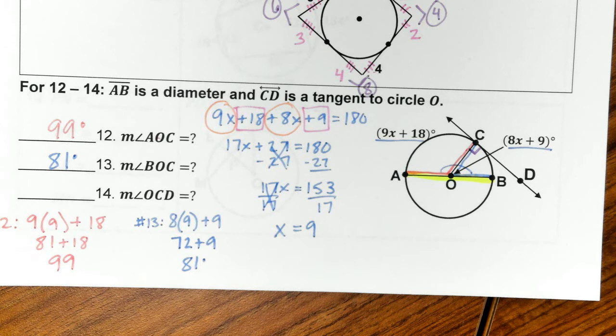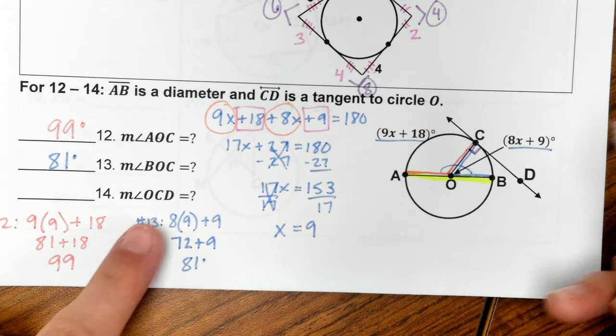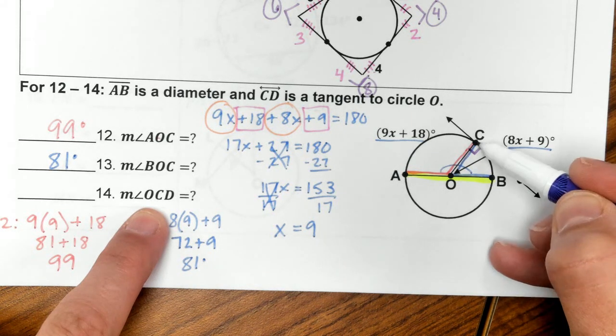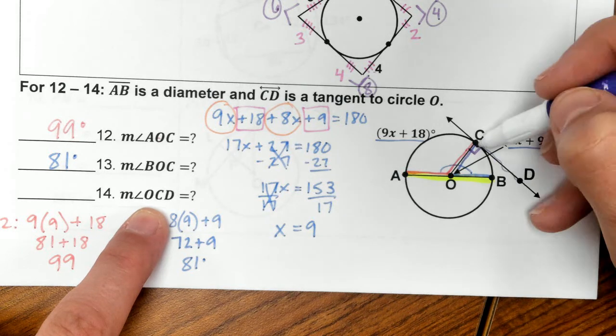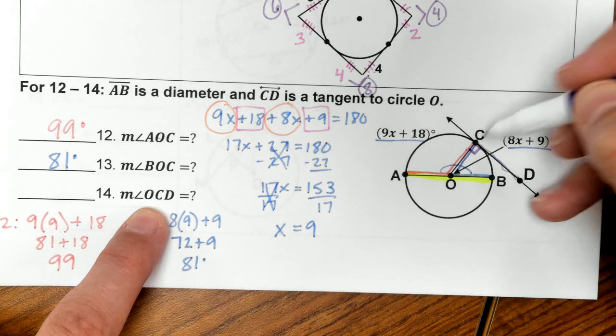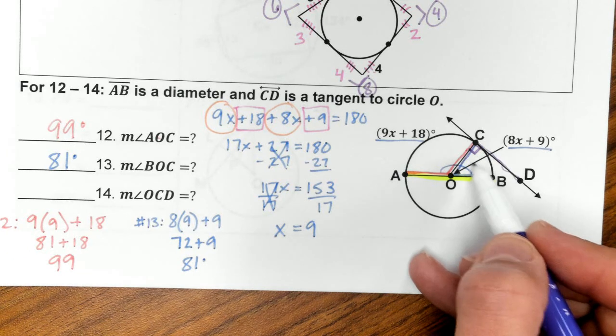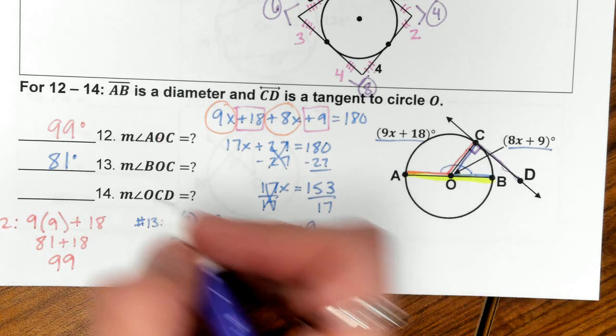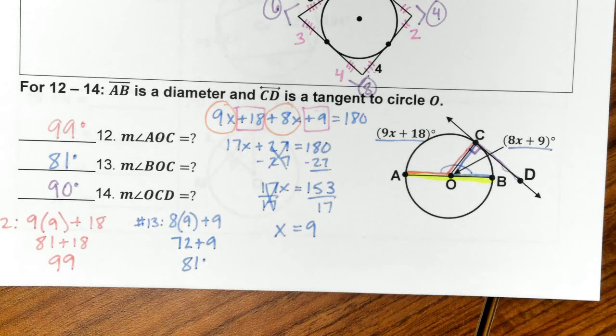The last one here is asking us for the measurement of angle OCD. So from O to C to D, knowing that tangent and radius are perpendicular did help us out. This is just 90 degrees. All right, there's page 1.